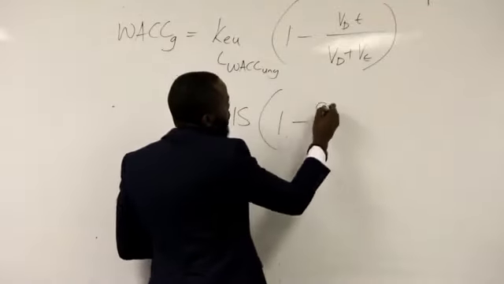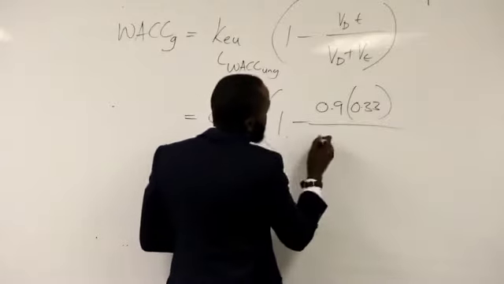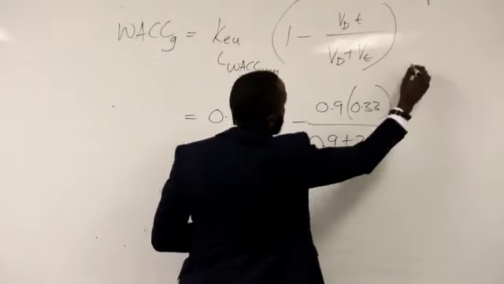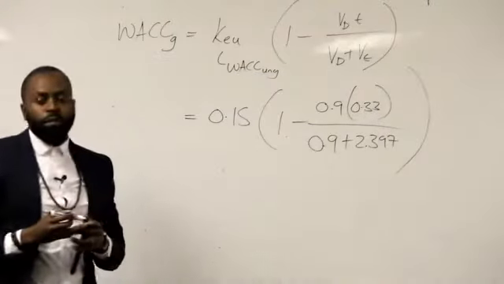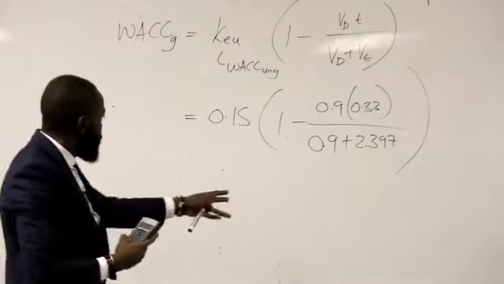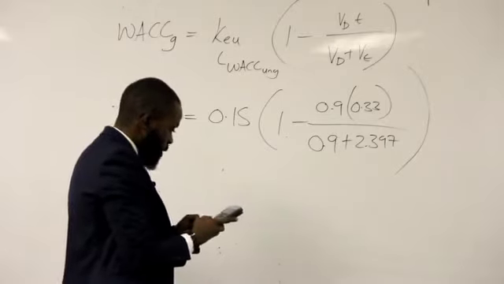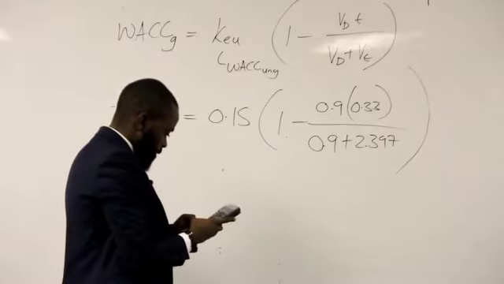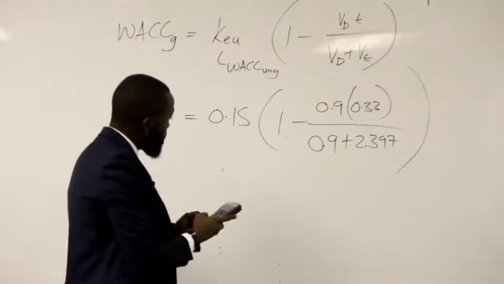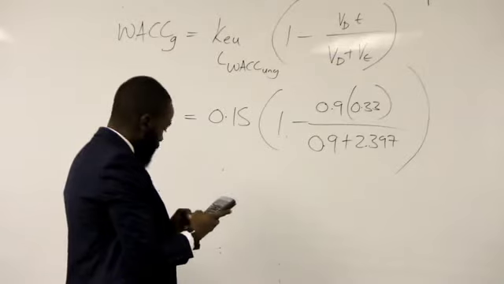1 minus, our value of debt was 0.9, times 0.33. So 0.9 plus 2.397, which is our total value of the company. So we start off with our brackets: 0.9 and 0.33 divided by 0.9 plus 2.397, minus 1, times 0.15.